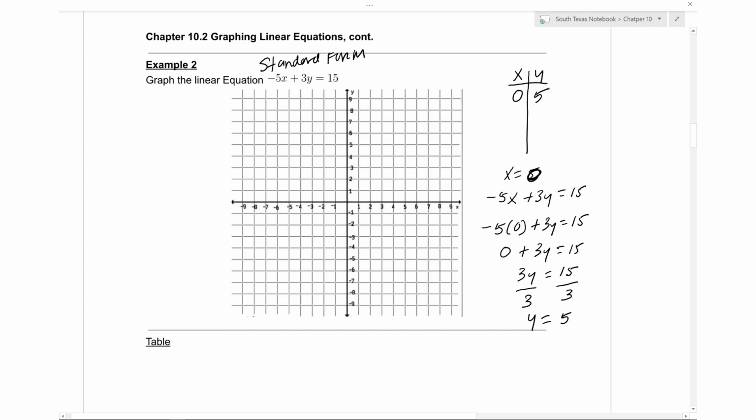Like I said before in example 1, you can choose any number. We're going to choose 3. And we're going to say x equals 3. So for x, we're going to substitute 3. So we have negative 5 times 3 plus 3y equals 15.